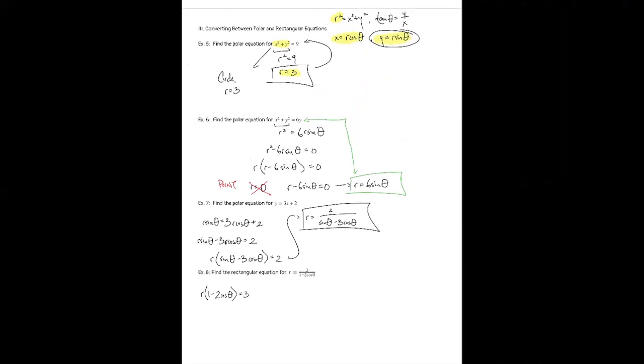Will we divide? Divide by what? By r? Why would you want to divide by r? Like, what are you hoping that will get you?